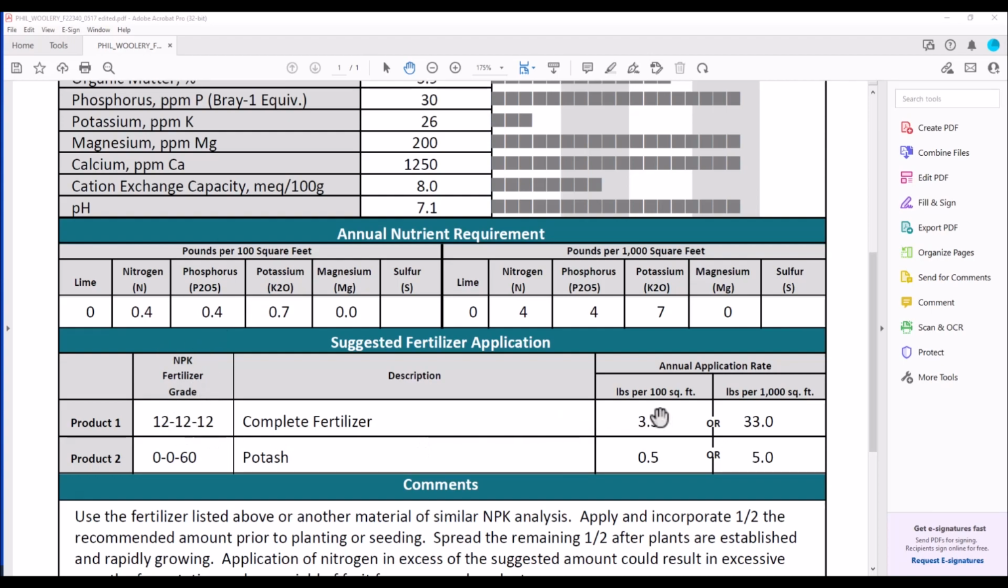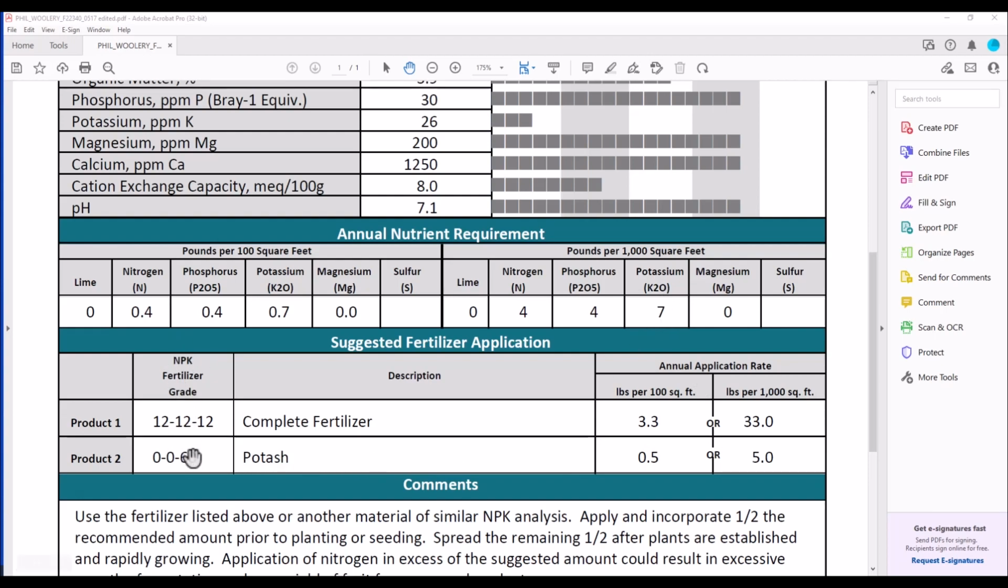If we do the math, we have 3.3 pounds per 100 square feet, or 33 pounds per 1,000 square feet of this. And if we multiply that 33 by 0.12, that would give us roughly 4 pounds of nitrogen, 4 pounds of phosphorus, and 4 pounds of potassium. But for this 1,000 square feet, we need 7. So we need to add additional potassium.